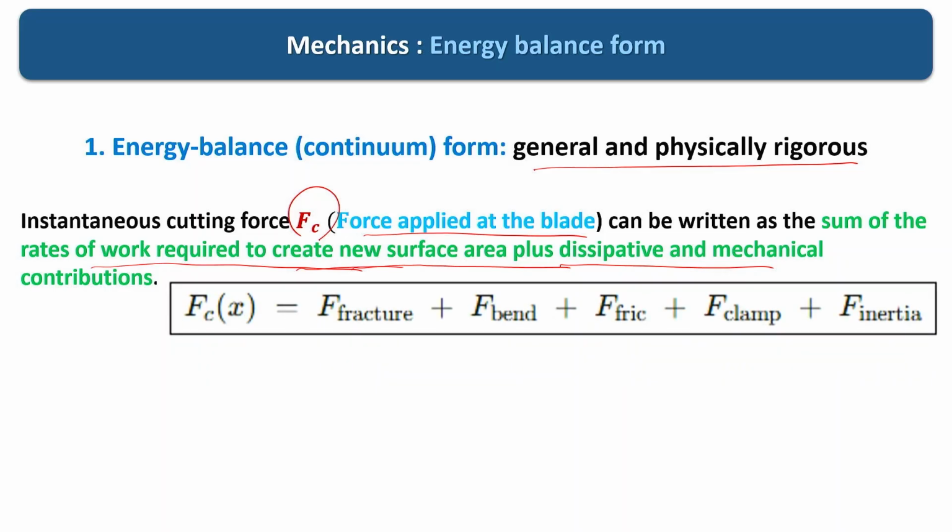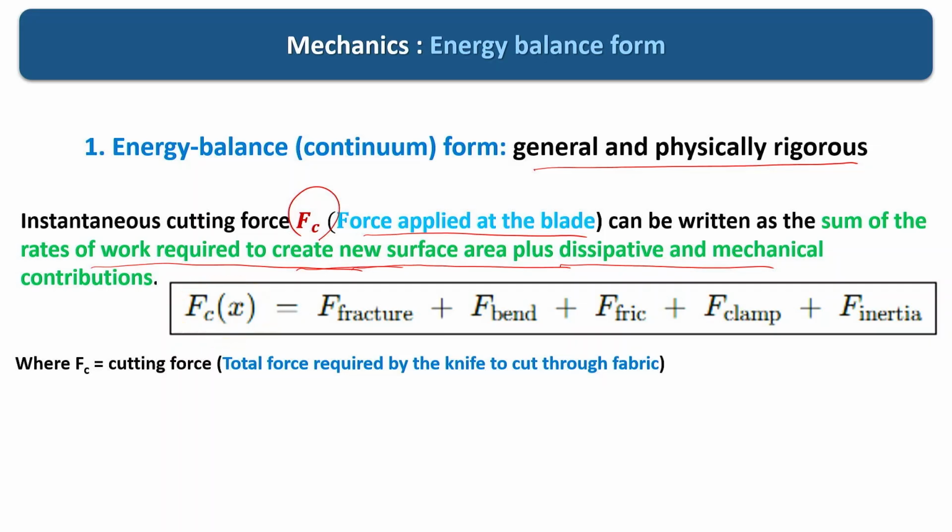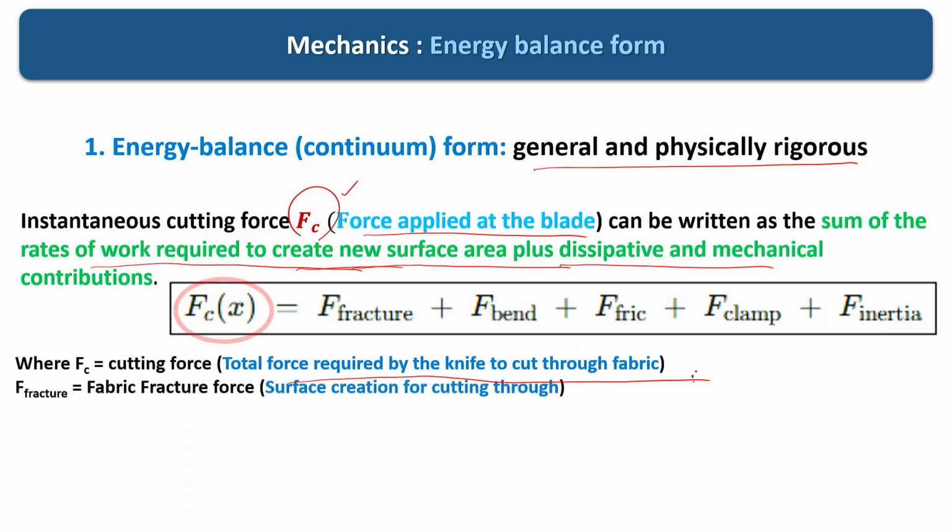You can see this is the model, FCX, the cutting force, the force required to cut. This is the total force required by the knife to cut through the fabric. This force is required for doing many activities. First is that a fracture is required, so there is a fabric fracture force. Here, surface creation for cutting through: a new surface is created. For that we need some force. Like this is a thick material, and suppose we are trying to cut here.